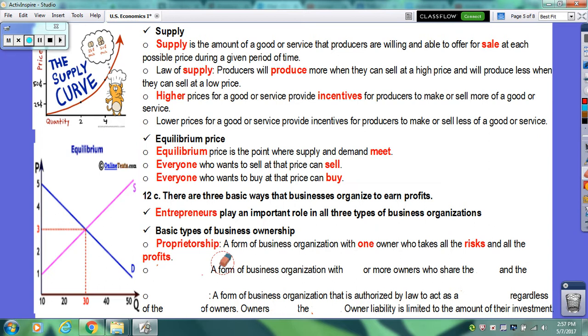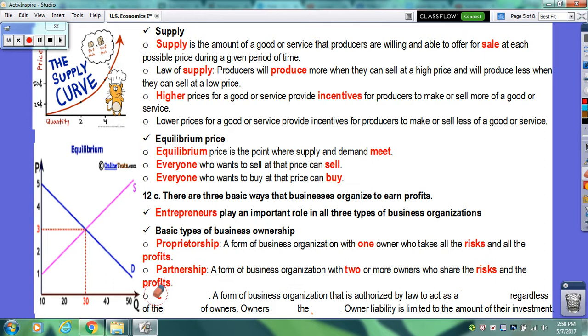The next kind of business is a partnership. So this is a form of business with two or more owners who share the risks and the profit. So if you and your buddy want to open a business, you would be opening a partnership. If you and your buddy want to open a pizza shop around the corner, and you both want to own it, and you both want to share the profit, and you both realize you both own the risk, you just established a partnership. It's different from a proprietorship.